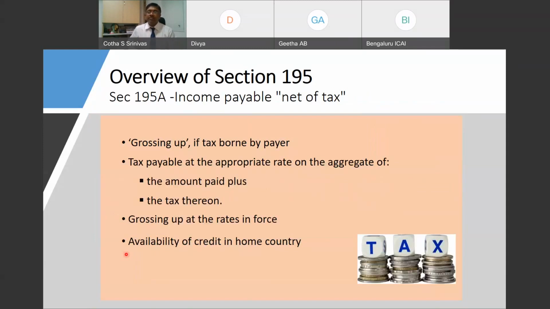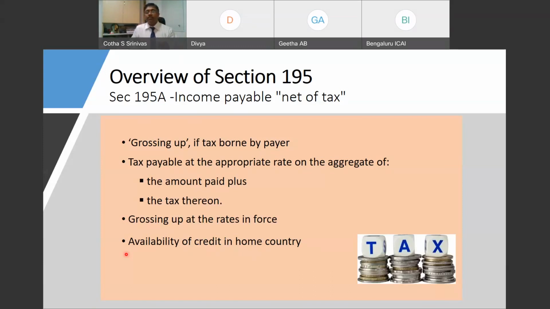So there may be a situation where a non-resident says, I am not worried about your tax rates or your tax compliances in your country. If I raise an invoice, say suppose an invoice is raised for 10,000 US dollars, you pay me 10,000. Whatever the taxes, that is your headache, you have to take care. Then in those cases, it has to be grossed up.